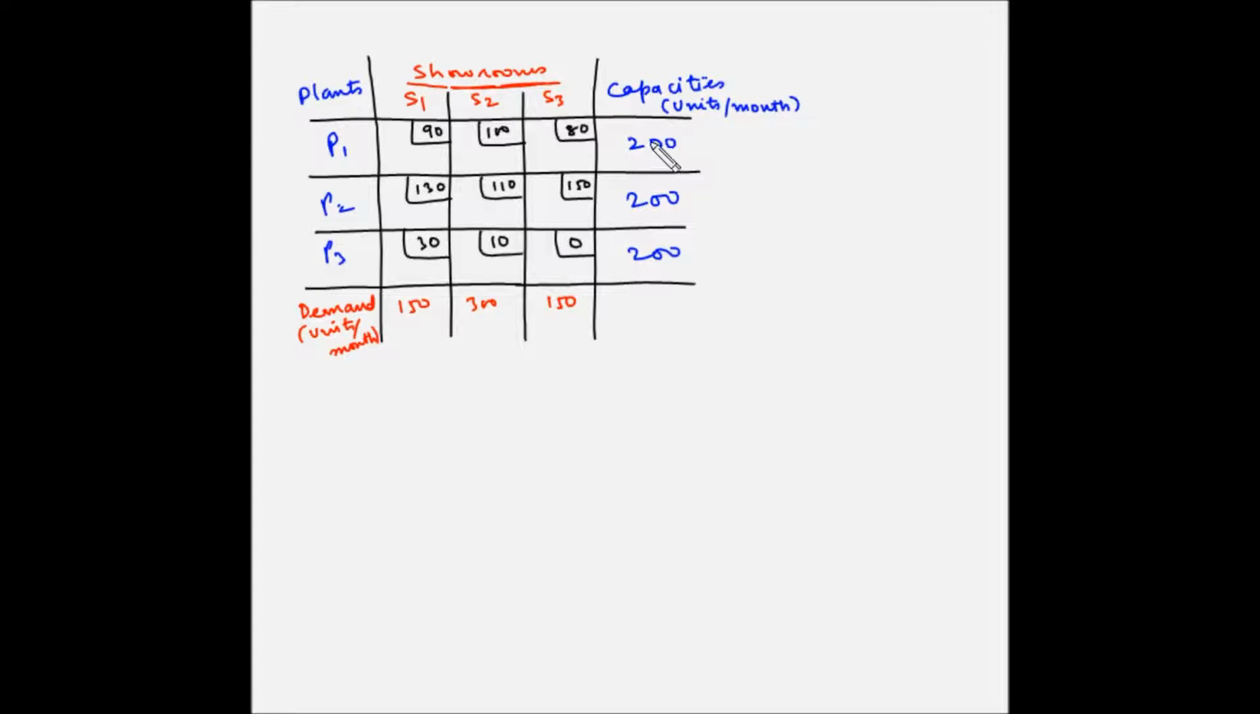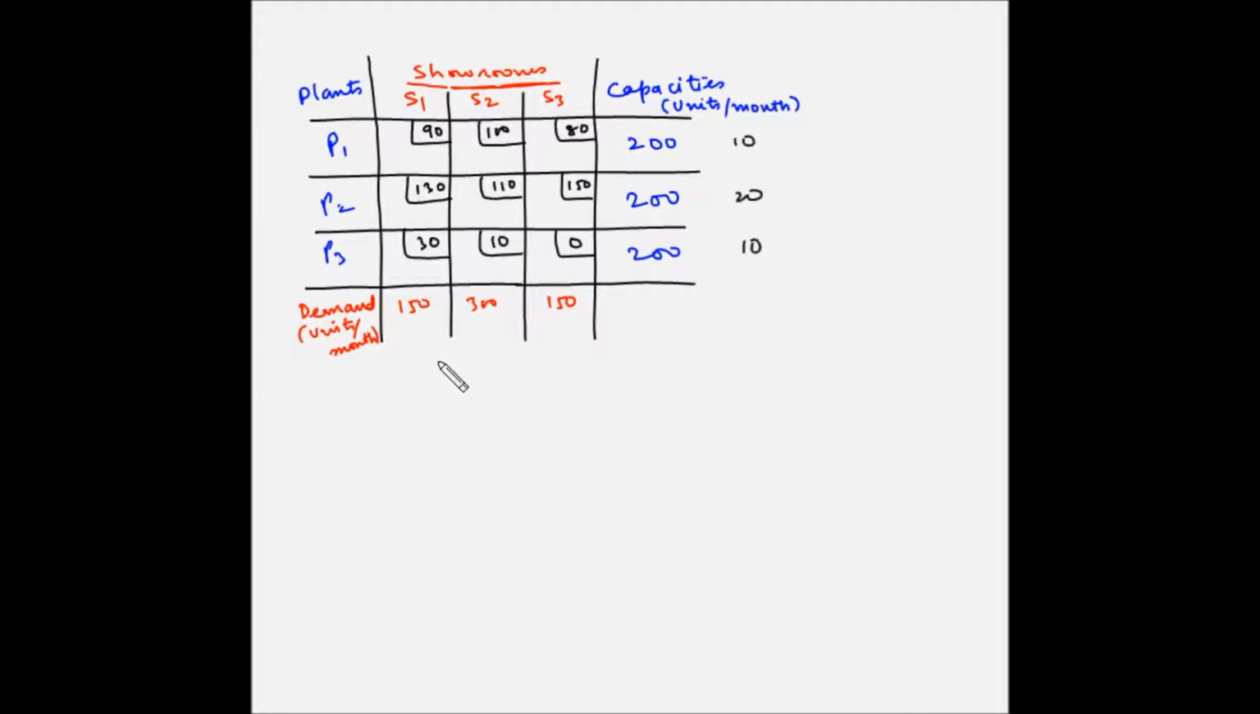So for the first row, the lowest is 80 and the next lowest is 90. So the difference is 90 minus 80, which is 10. For the next row, the lowest is 110 and the next lowest is 130. So the difference is 130 minus 110, which is 20. For the third row, the lowest is 0 and the next lowest is 10. So the difference is 10 minus 0, which is 10.